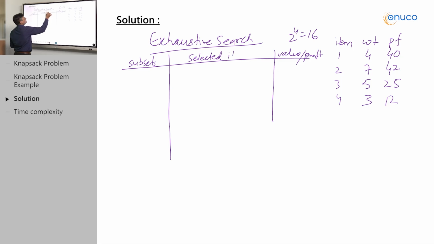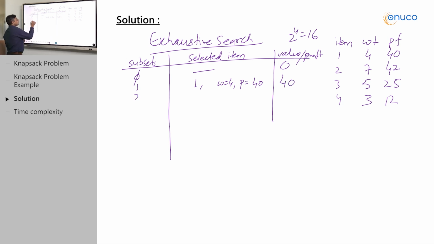Whether you select an item or not, let us see. If you are not going to select any item, what is the profit? Nothing. Profit will remain 0. If you select only the first item, what is the weight? 4 kg. So the selected item is first, the weight is 4, and the profit is 40.